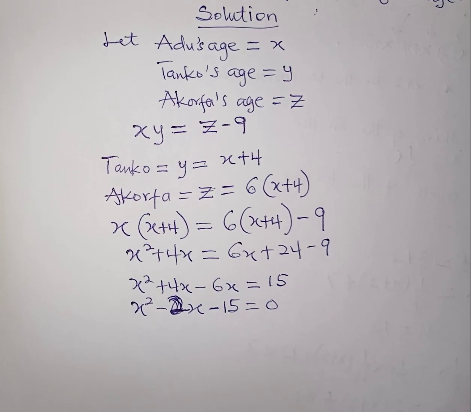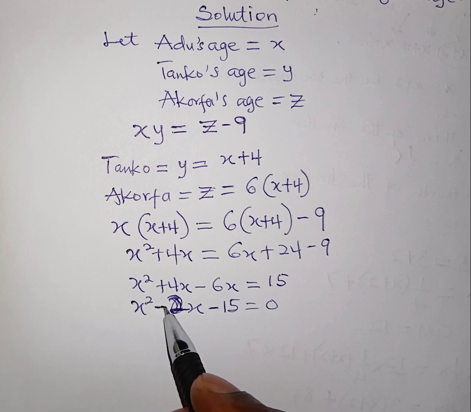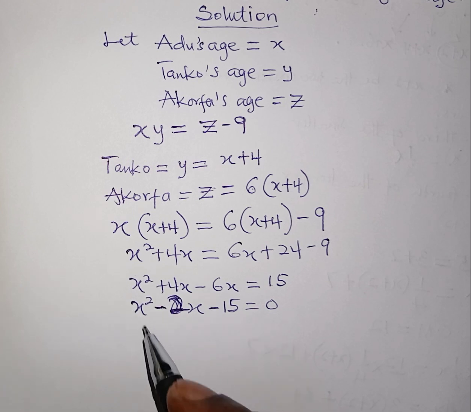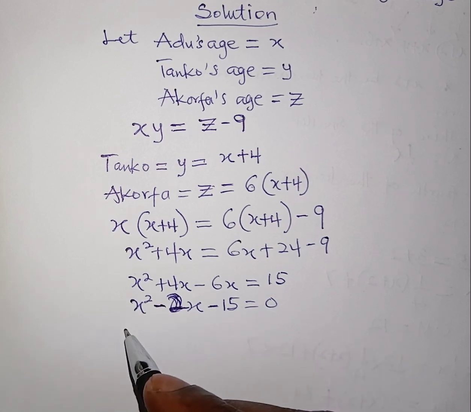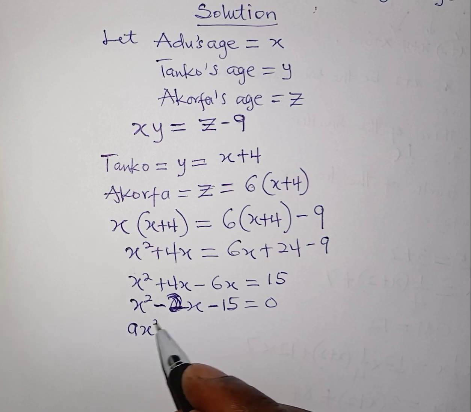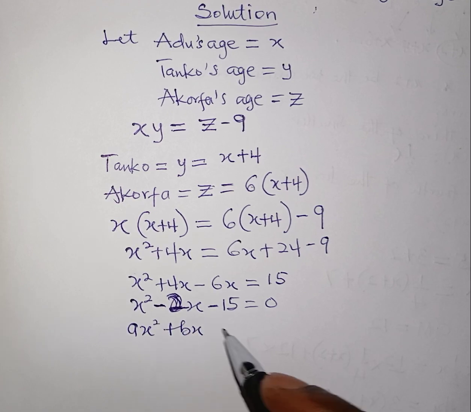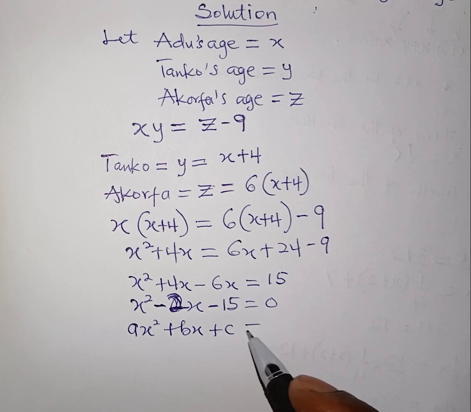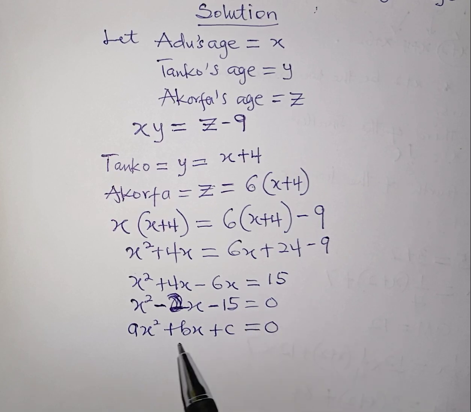Okay, good. If you are going to use factorization method, then how do we go about it? Now we know that every quadratic equation is of the form ax squared plus bx plus c is equal to 0. So you see that this is a quadratic equation.